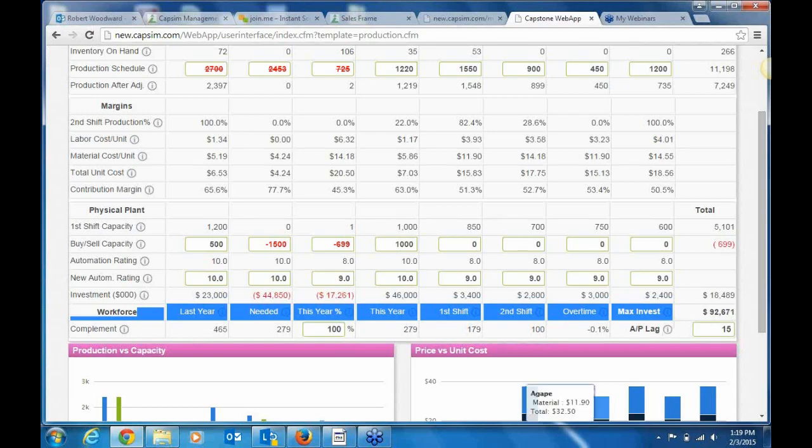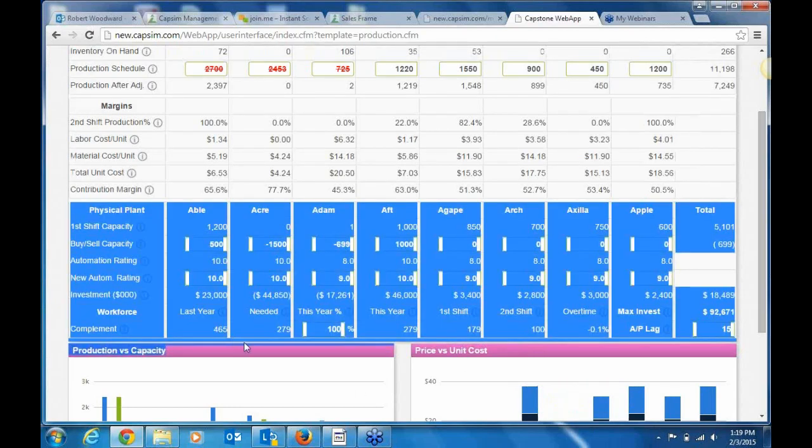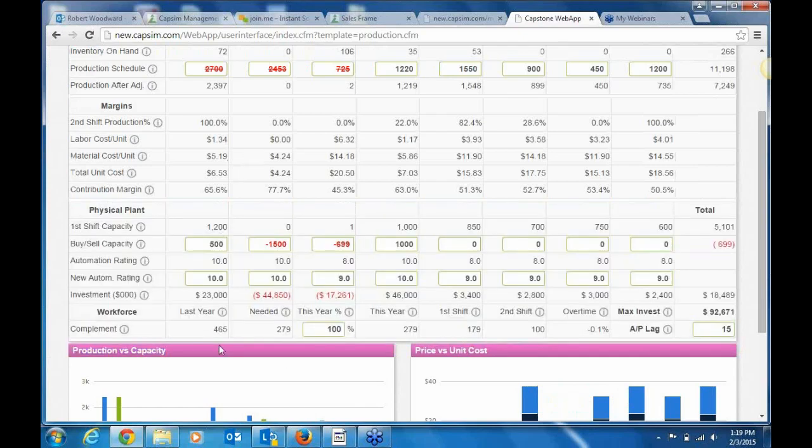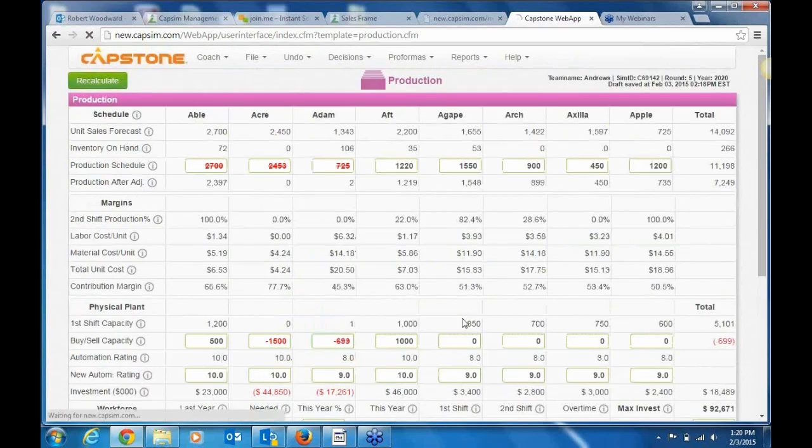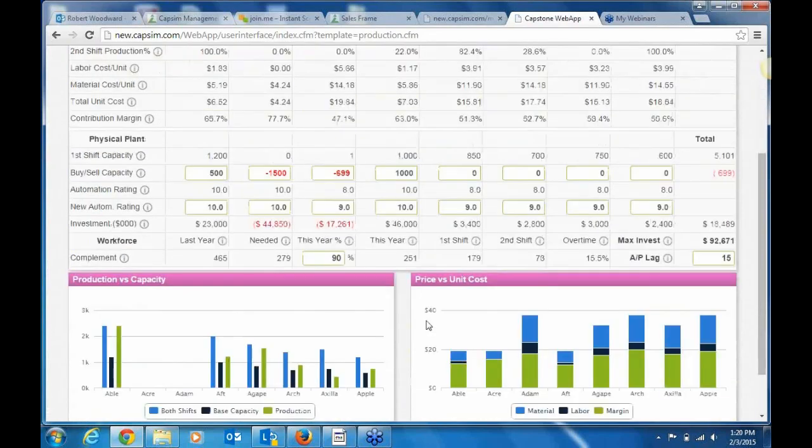All right, complement. Complement is simply your number of employees that you have. So last year I had 465 employees. This year I need 279. This 100% essentially says I am going to have available the exact number of employees I need. If I were to change that from 100 to say 90, then I am going to have 90% of the employees that I need, which is going to require some employees to work some overtime.